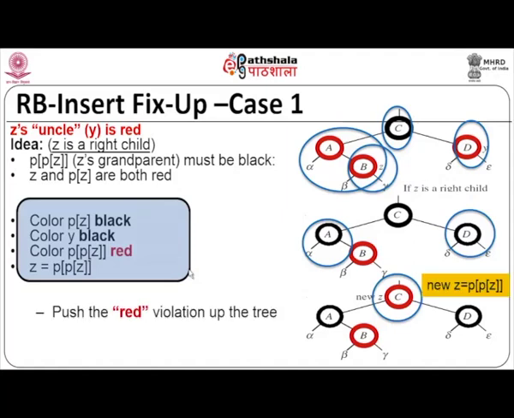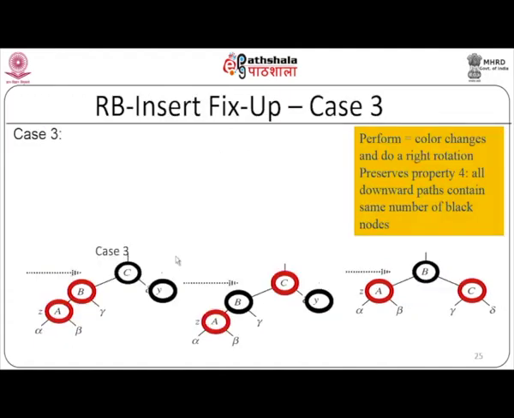So, push the red violation up the tree, that is what we have done. We have pushed the red violation, because A and B together could not have been red. So, that we have pushed up the tree and we are satisfying the red black property. It is the same action whether Z is a left or a right subtree, it does not matter. Now, before we go to case 2, let us go to case 3.